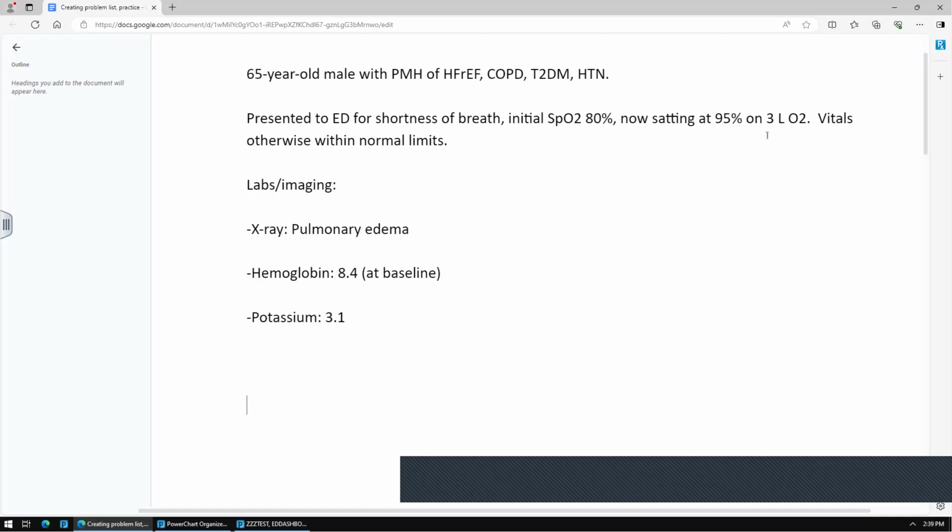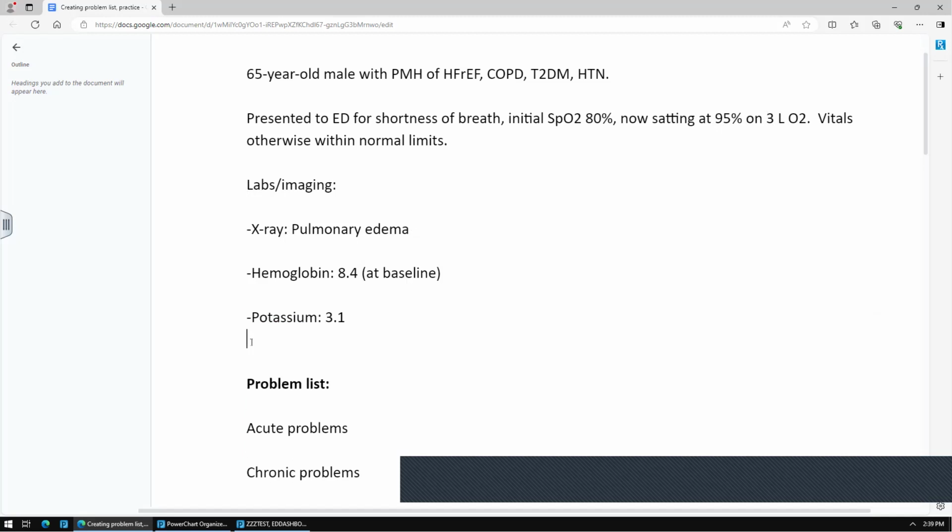Other than that, though, his vitals are fine, and the ER ordered some tests here. They got a chest X-ray that shows pulmonary edema, and his hemoglobin is at baseline, but he does have anemia, so that's 8.4, and he's hypokalemic as well. And so let me pull this up.